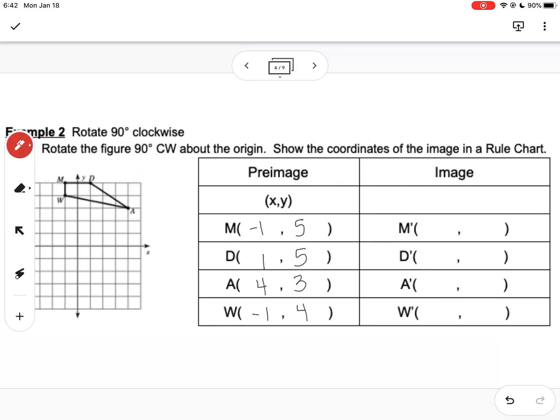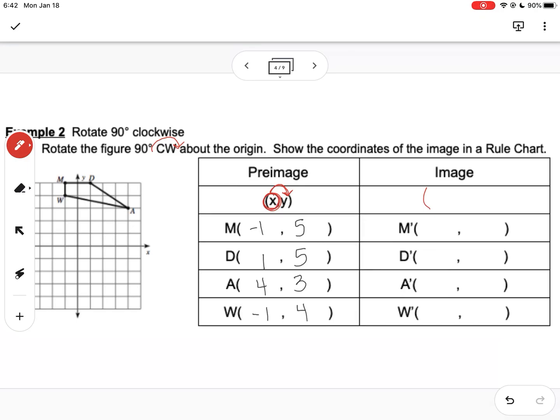So for the rule, I think about what I'm doing. I'm going 90 degrees clockwise, so that means in the same direction as a clock would go. For a 90-degree turn, they are going to switch spots. So I draw that arrow up above to help me figure out what's going to happen.